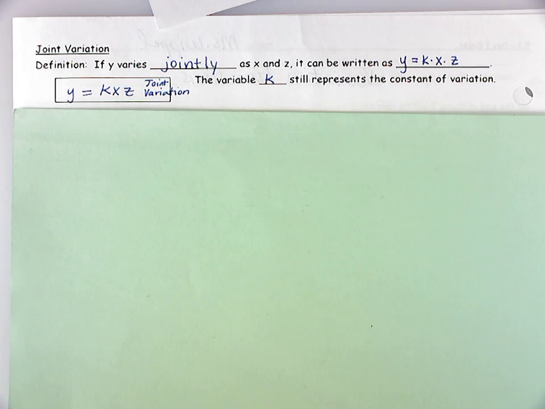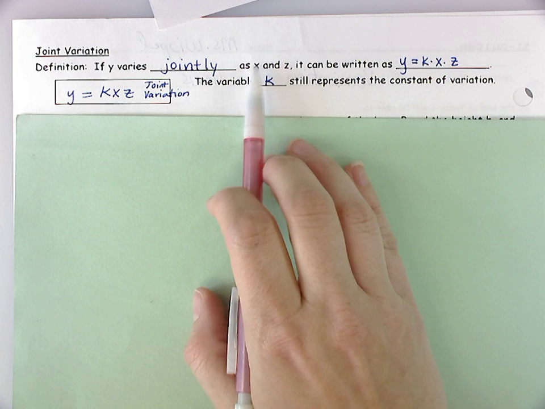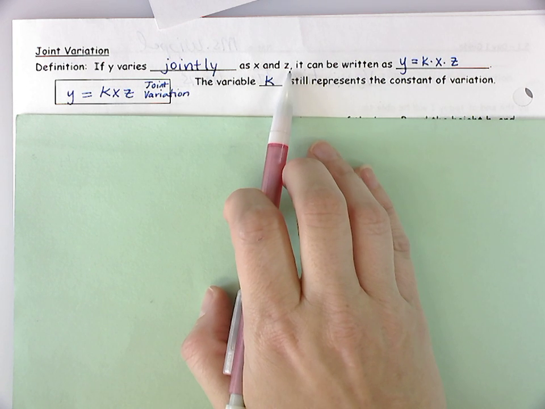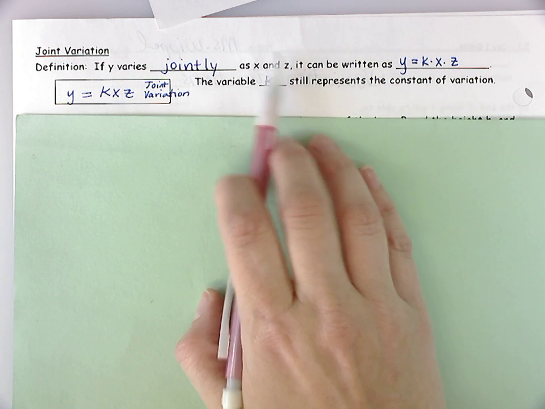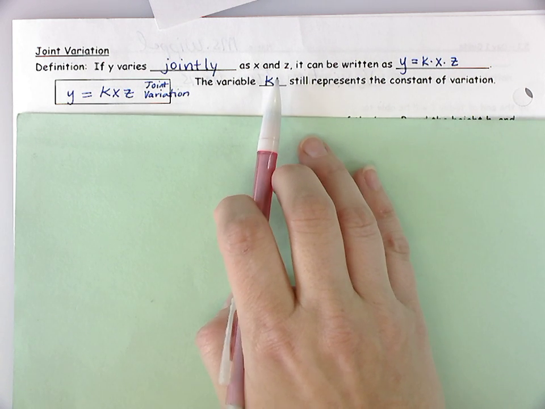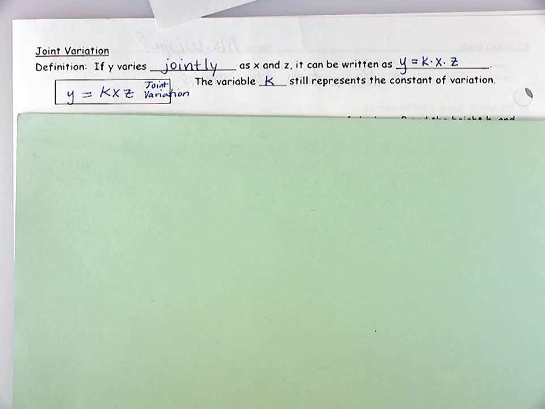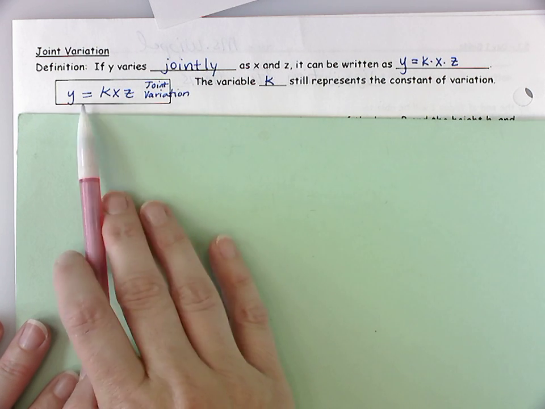Your joint variation is going to be the next one. If it says that y varies jointly, that means you're going to have two variables. Notice it says y varies jointly as x and z, so you're joining two variables together. So this is going to be your equation, and the variable k is still going to be the constant of variation.